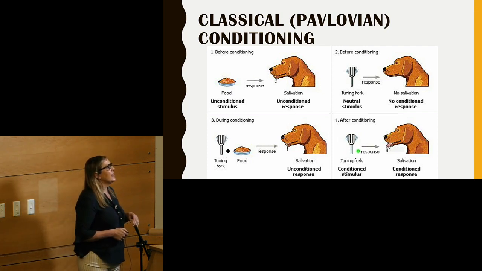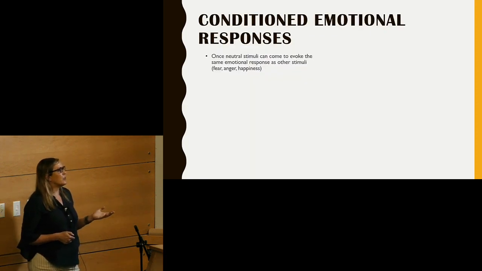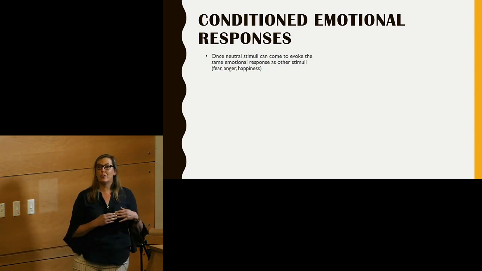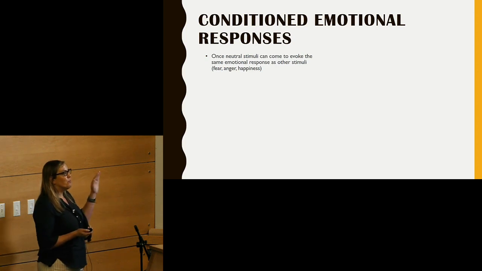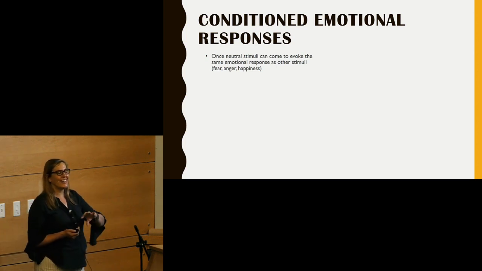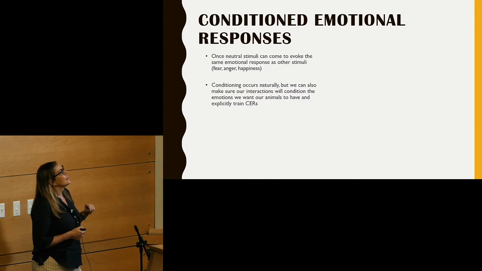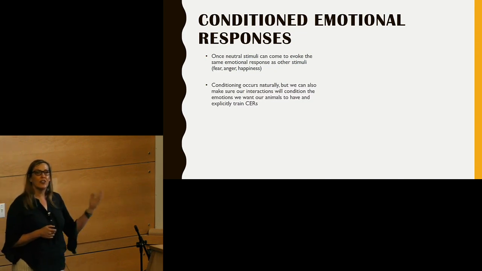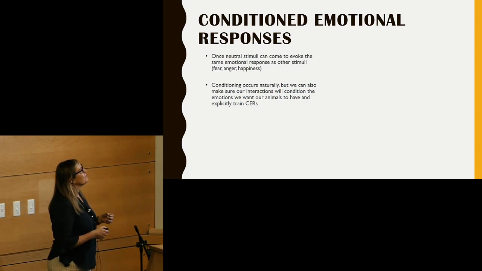So where does this come in sheltering? We have things that are called conditioned emotional responses, where we can have Pavlovian conditioning for our emotions. And this, I think, is really important. And much of why I choose to train the way I do operantly is because of these side effects. So neutral stimuli can come to evoke the same emotional response as other stimuli: fear, anger, happiness. So we can learn to feel fear in response to things we didn't feel fear to.